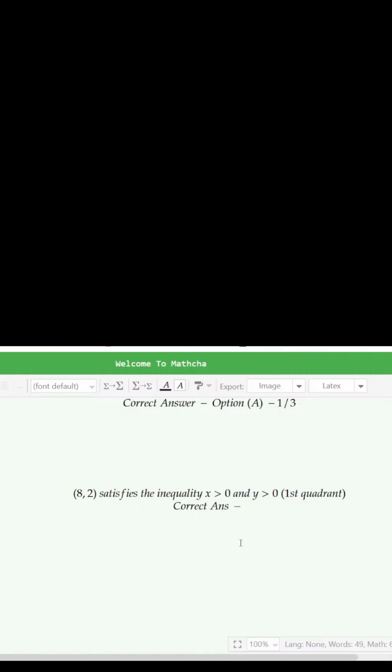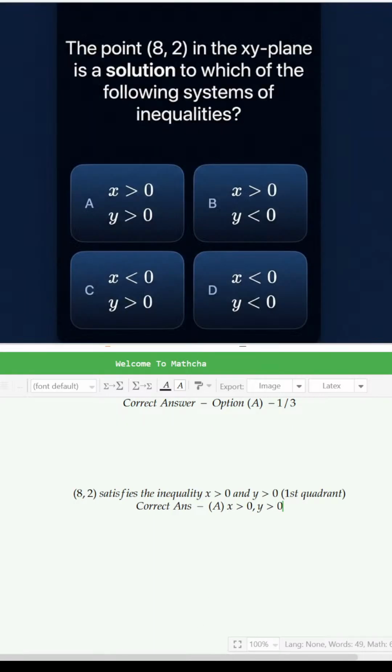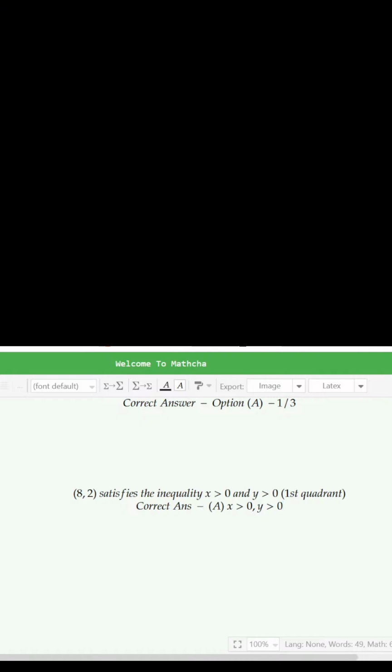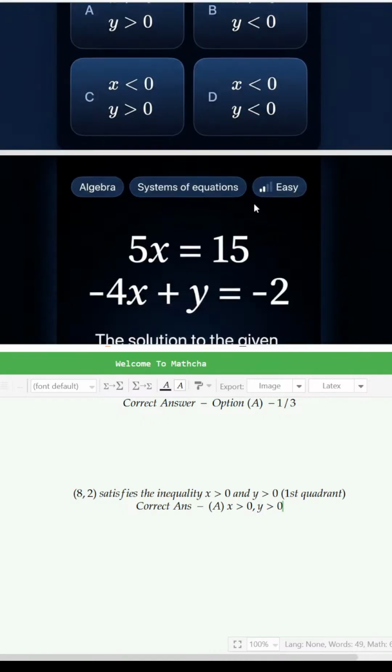So here the correct answer is option A, x greater than 0, y greater than 0. Okay, now let us move to the next question.